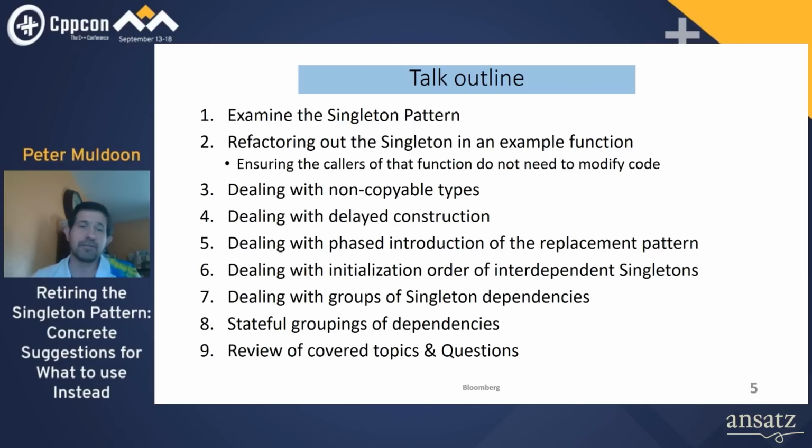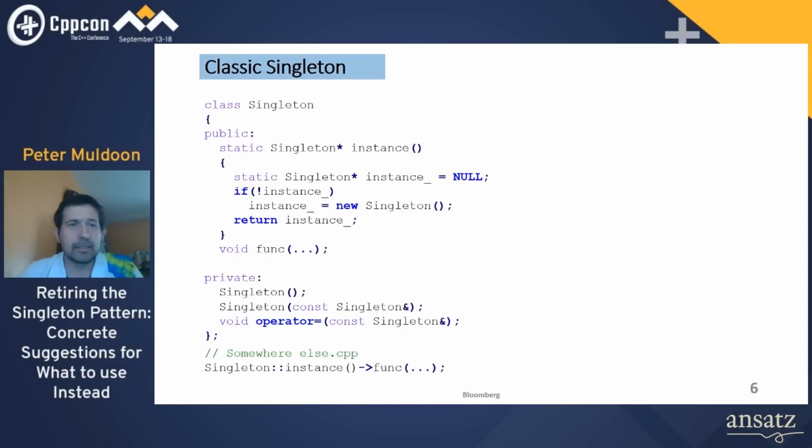And I found when I did this, there were a lot of real world problems. It sounded pretty simple from the get-go, but you have non-copyable types, delayed construction, phase introduction, initialization orders, dependency groupings. These are all real world problems I came across, and I'm going to show you how I got out of those particular holes that were dug. And then at the end, we're going to look at some of the covered topics and questions. All right, so let's get to it.